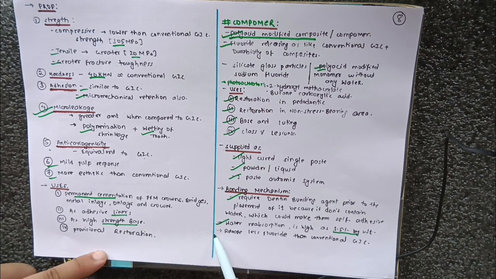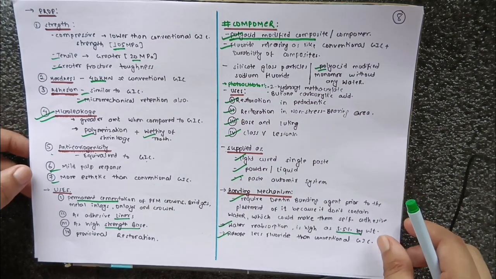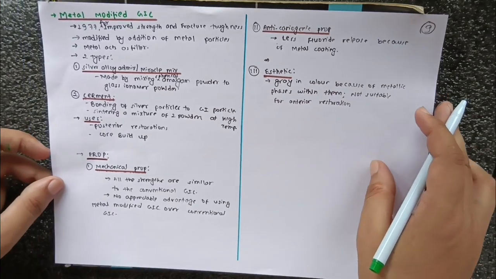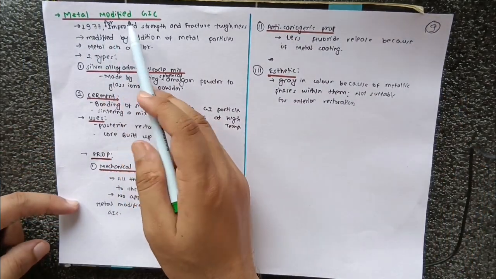After that I have written that it releases less fluoride than the conventional GIC. So it releases less fluoride than the conventional GIC. After that, the last paper of today's video is the metal modified GIC.